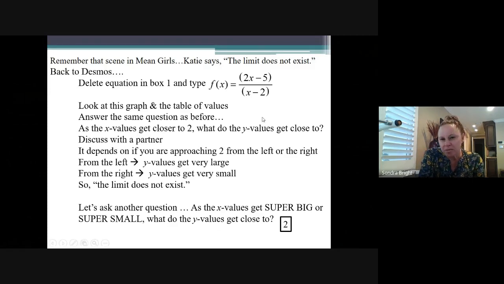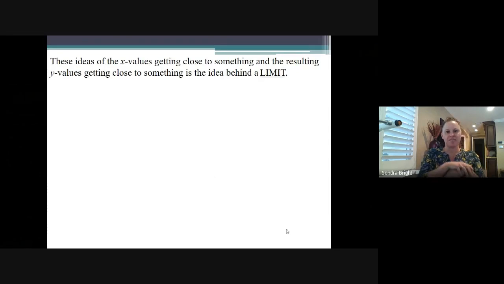If you remember horizontal asymptotes from previous chapters, the degree on top is a 1, the degree on the bottom is also a 1, degree meaning the exponent on the x's. And so your horizontal asymptote was y equals the leading coefficient. That is not a coincidence. That is why your y values are getting close to 2, because there's a horizontal asymptote happening there. All right, so these ideas of x values getting close to something and then the resulting y values getting close to something is the idea behind a limit.